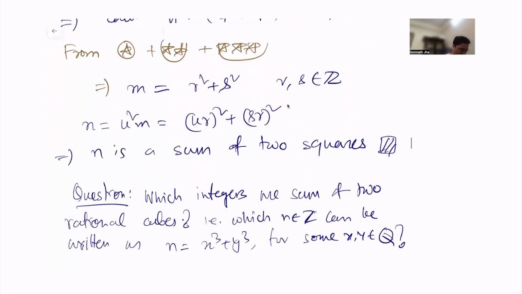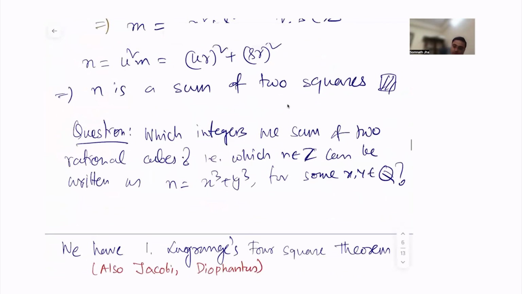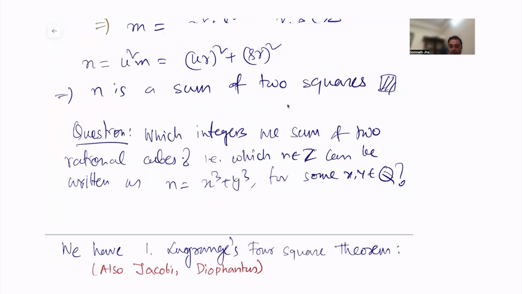So then it naturally led to a question, which will be the main topic here. In this chapter: we saw which integers are sums of two squares. So the next question is, which integers are sums of two rational cubes? Which n in Z can be written as n equal to x cube plus y cube for some rational x, y? So today we are going to delve into that question, but we will also see another motivation for it.